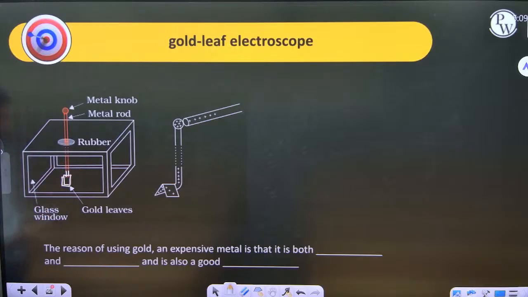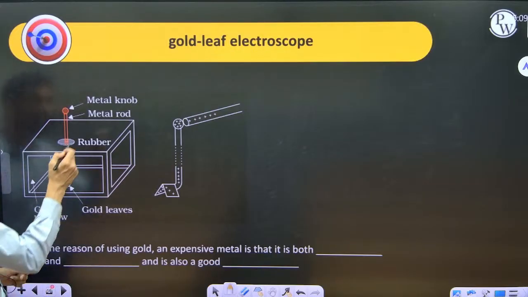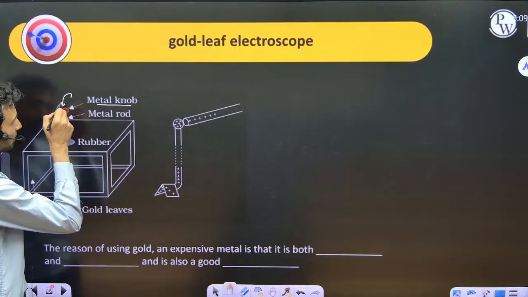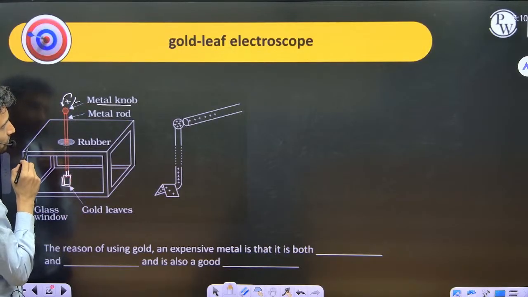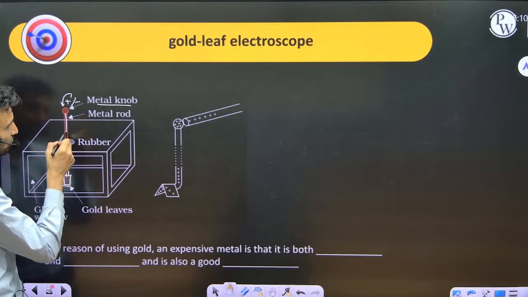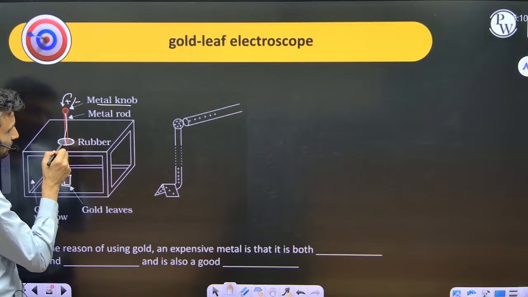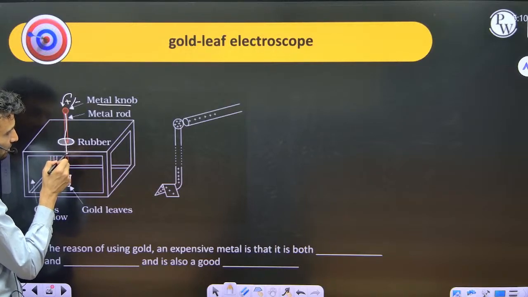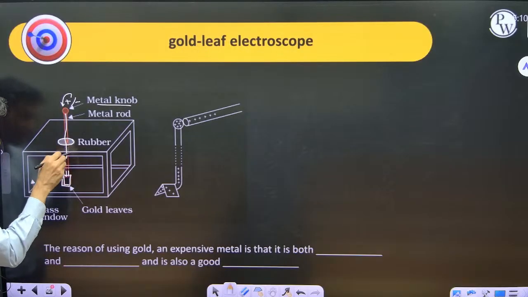Those two sheets will go away or come closer depending on whether you provide it some charge or not. There is a metal knob, that is where you give the charge, let's say plus or minus charge. And connected to that is a metal rod which carries the charge, and then there is a rubber which acts as a separation between the glass inner portion and outer portion.